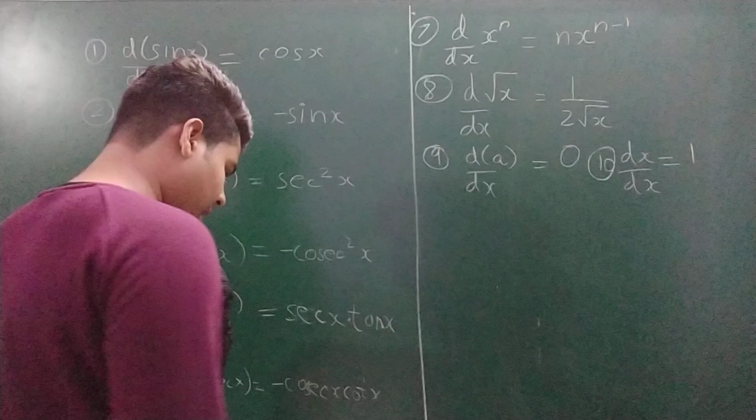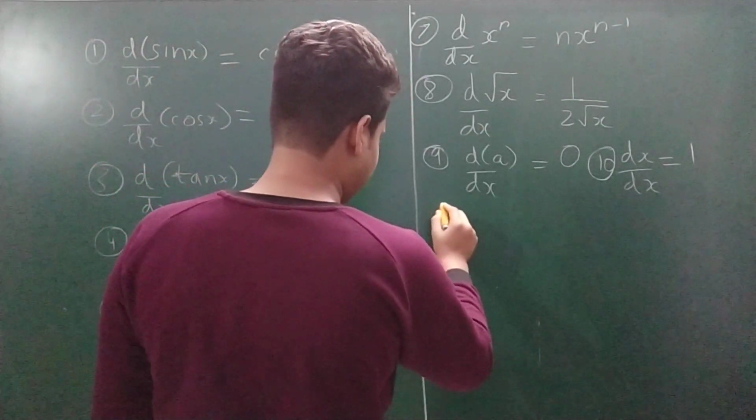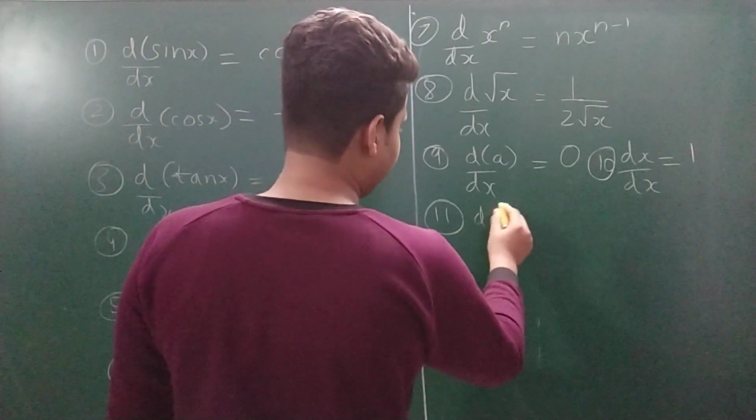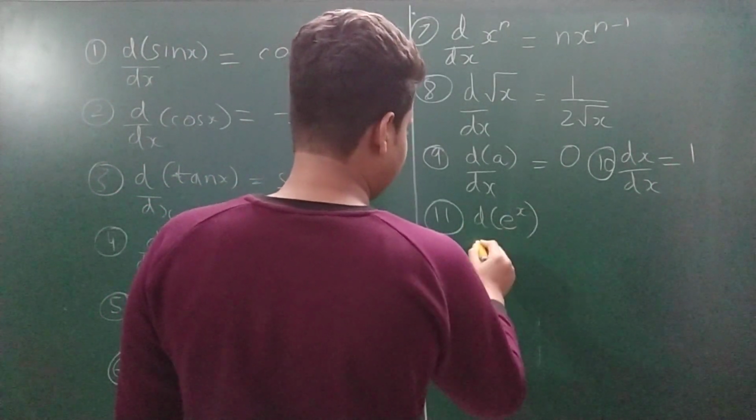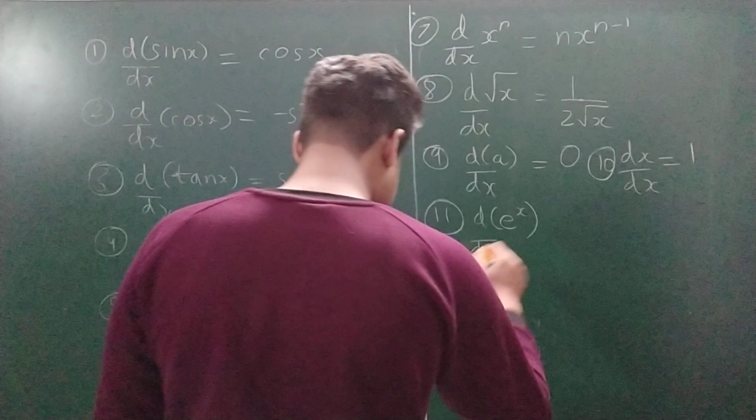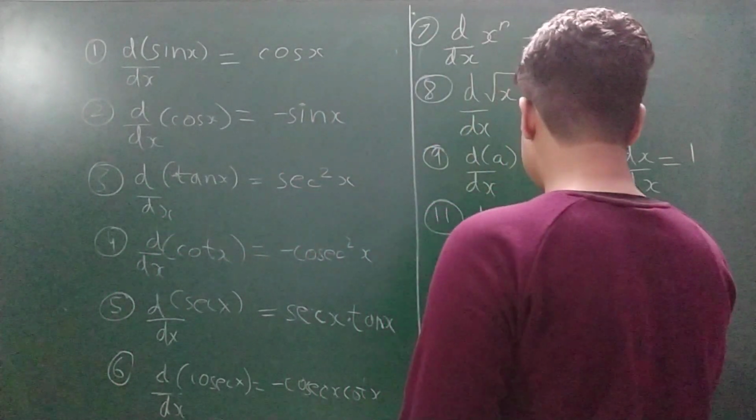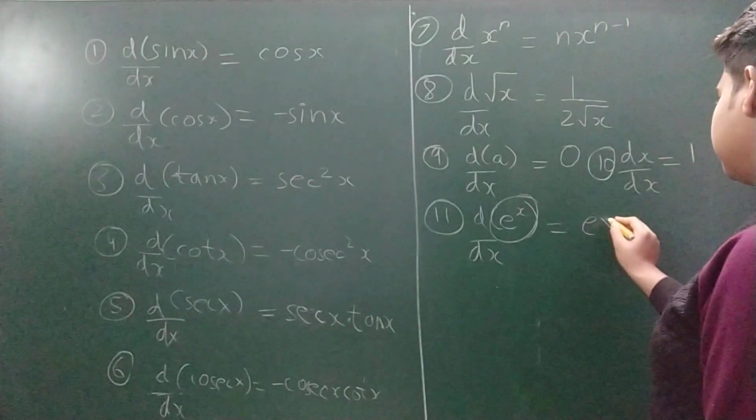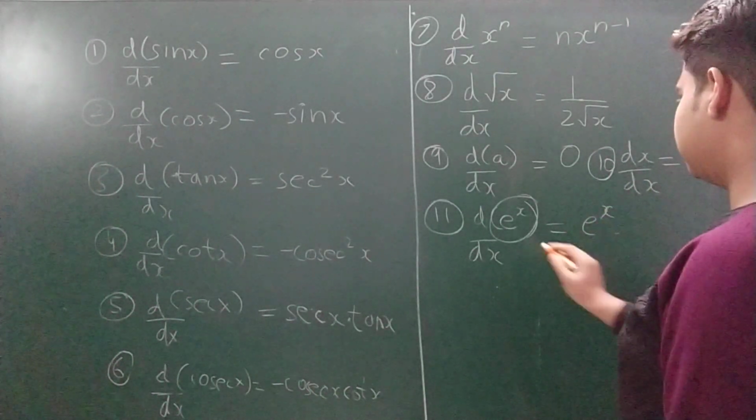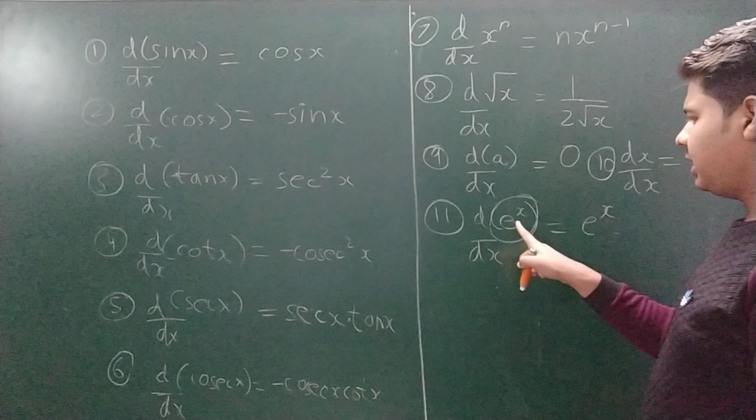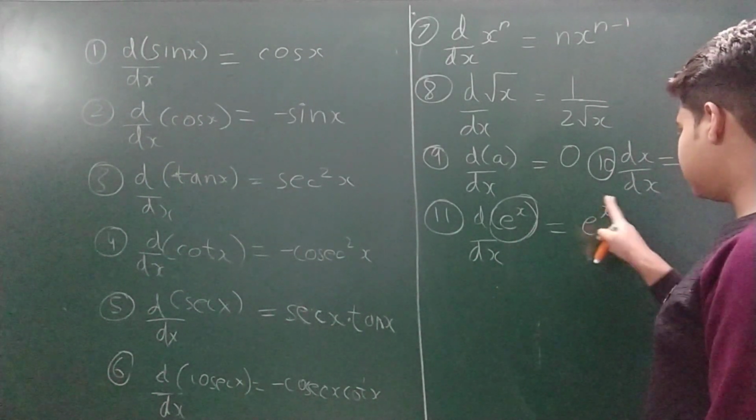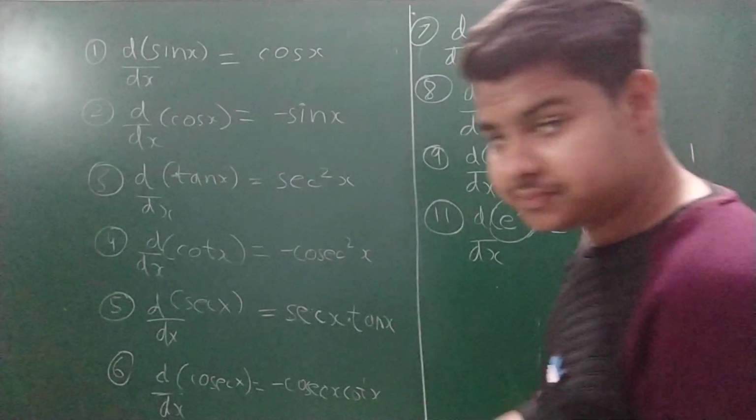Then the 11th one is differentiation of e to the power x with respect to x. For this, the answer remains the same. It's e^x itself. It does not change.